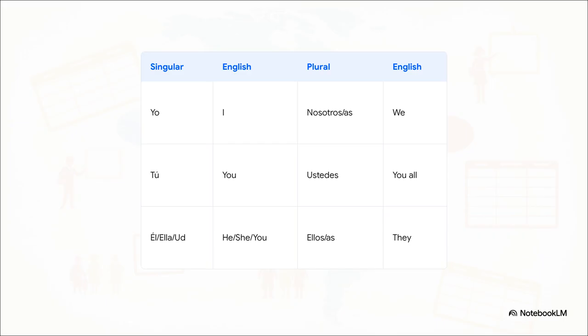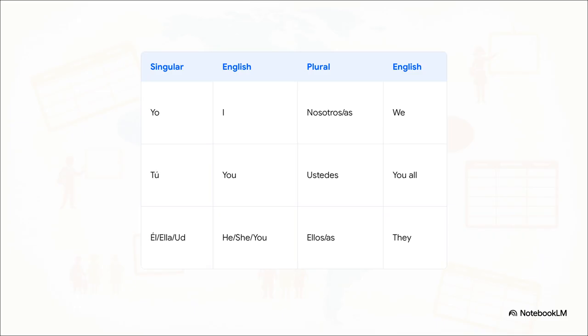Now for the plurals. Nosotros. Nosotros. That means we. Nosotras. Nosotras. Also we, but for females only. Ellos. Ellos. That means they. Ellas. Ellas. They for females only. And finally, ustedes. Ustedes, which means you all.